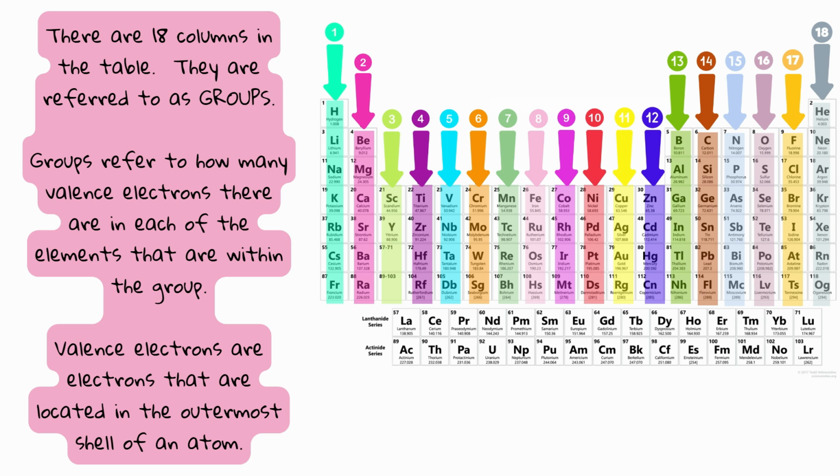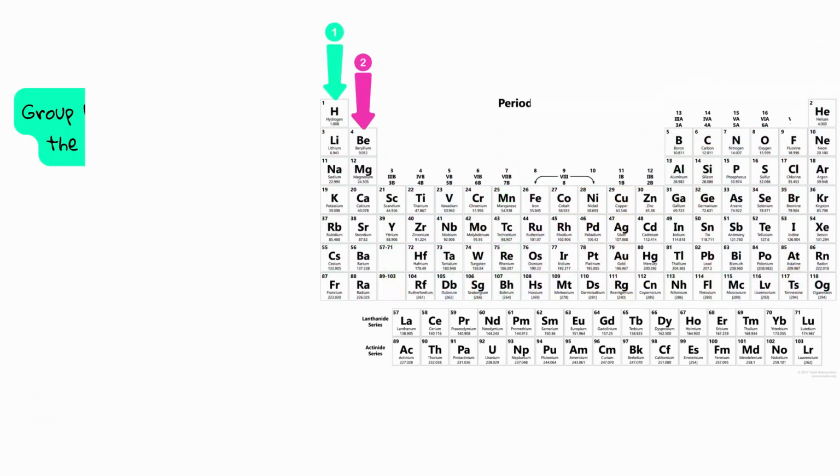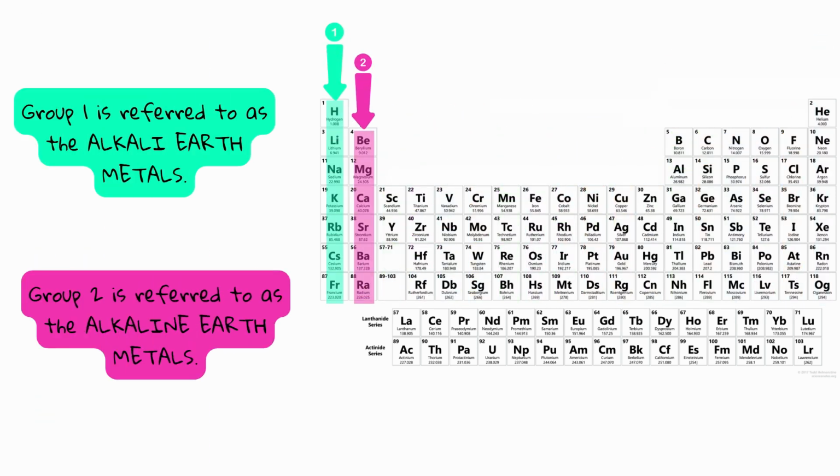There are 18 columns in the table. They are referred to as groups. Groups refer to how many valence electrons there are in each of the elements that are within the group. Valence electrons are electrons that are located in the outermost shell of an atom. Group 1 is referred to as the alkali metals. Group 2 is referred to as the alkaline earth metals.